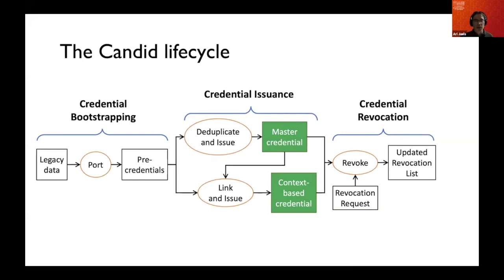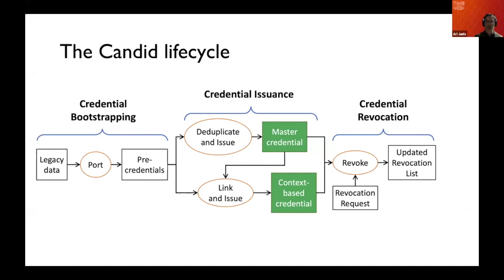Let me summarize here by taking a step back and briefly discussing the life cycle of credential issuance in Candid. To register with the system, the first thing the user does is port data from a legacy system using Deco or Town Crier and create what we call a pre-credential. This is a fresh credential which has not yet been deduplicated or vetted in the Sybil-resistance protocol. User takes this pre-credential and then performs the deduplication protocol with Candid, using a social security number or using biographical information to generate what we call a master credential.